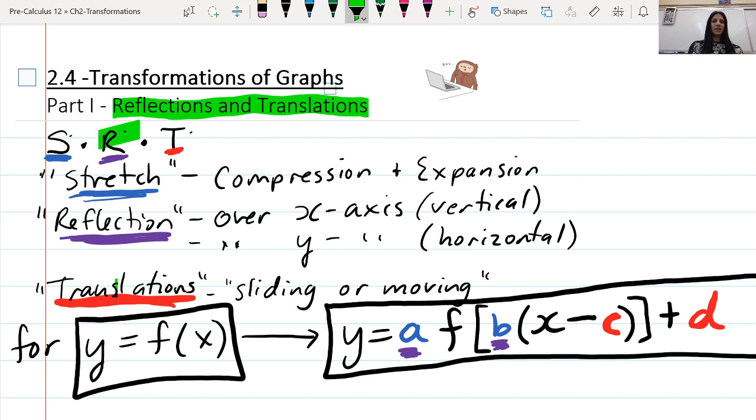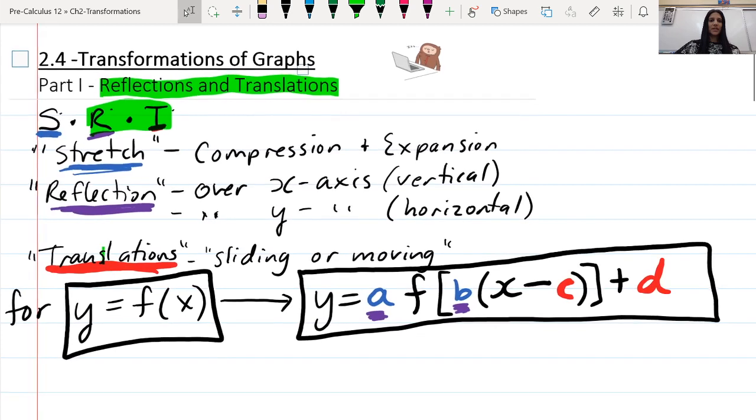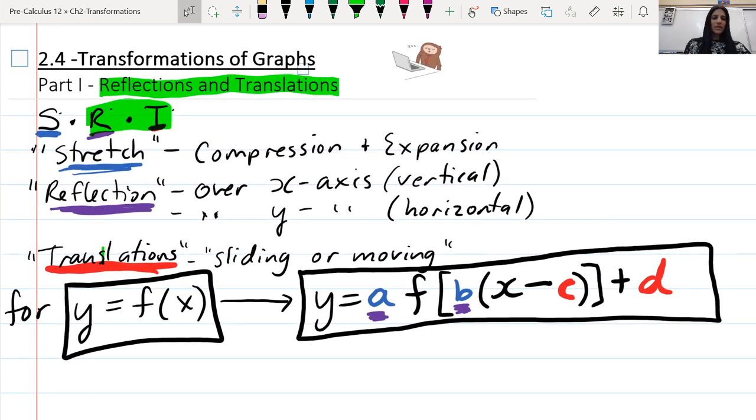And so basically it's just this part that we're going to focus on first, and we'll leave the stretches to last because it's a little more complicated and there's more to go through when it comes to that. So I think breaking it down will be a nice way to go about this. So when I say stretch, I'm referring to compression and expansion.